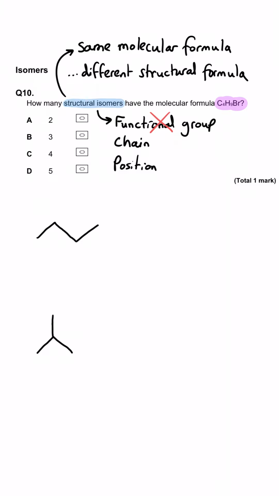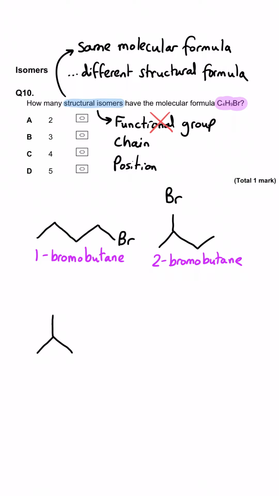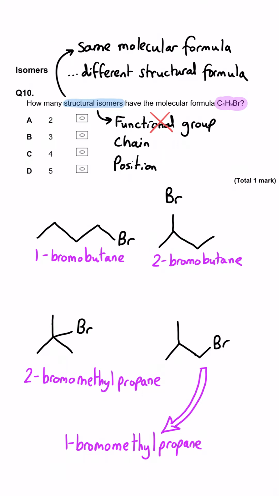If we consider the straight chain carbon skeleton, we could have a bromine atom on the end for 1-bromobutane, or on the second position for 2-bromobutane. For the branched halogenoalkane, we could have a bromine atom in the middle on the same carbon as the methyl group, or we could have the bromine on an end, on a different carbon to the methyl group. So the correct number of structural isomers is 4.